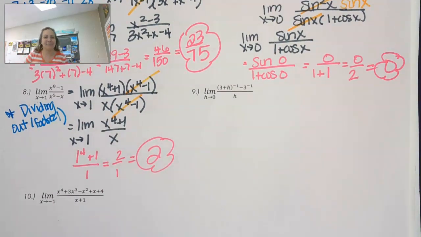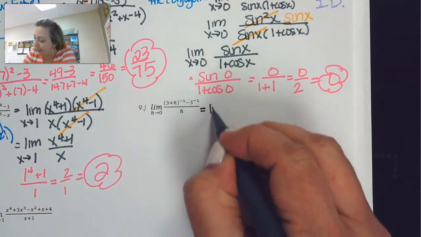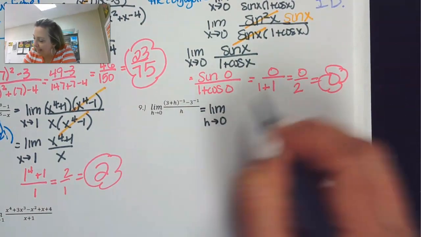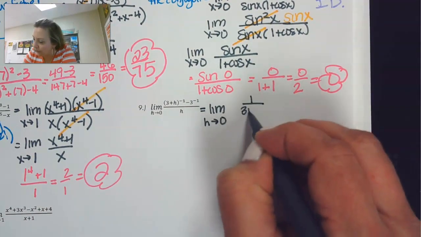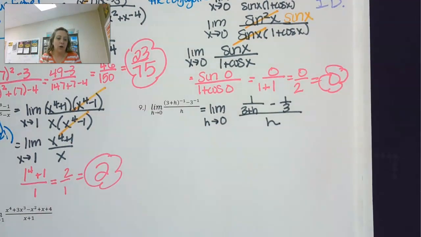Okay, number 9. We have negative exponents. You guys, what do negative exponents really imply? Those imply fractions, don't they? So if it helps you, go ahead and rewrite this as 1 over 3 plus h minus 1 over 3 all over h. Okay? So if we have the negative exponents, we can rewrite those as fractions, and then hopefully you see what the issue is.